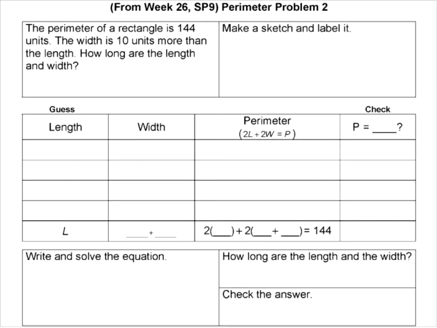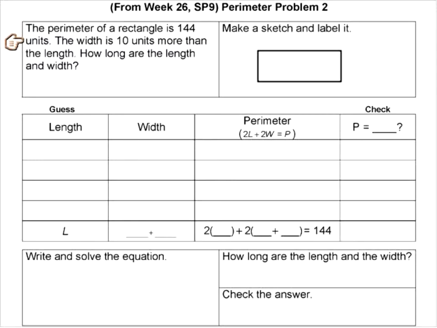Okay, so here's a perimeter problem from week 26. I'm just going to read it here. It says that the perimeter of a rectangle is 144 units. Right away we know 2 pieces of information. We know that the shape that we want to draw is a rectangle. So why don't I have Connie go ahead and help me sketch a rectangle in this space right here. The other piece of information I know is that the rectangle has a perimeter of 144 units.